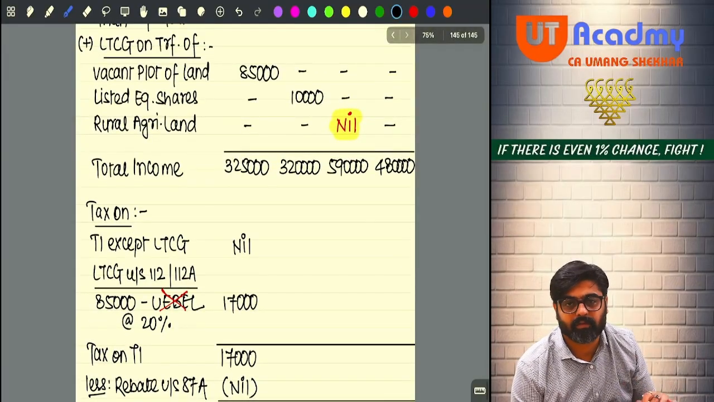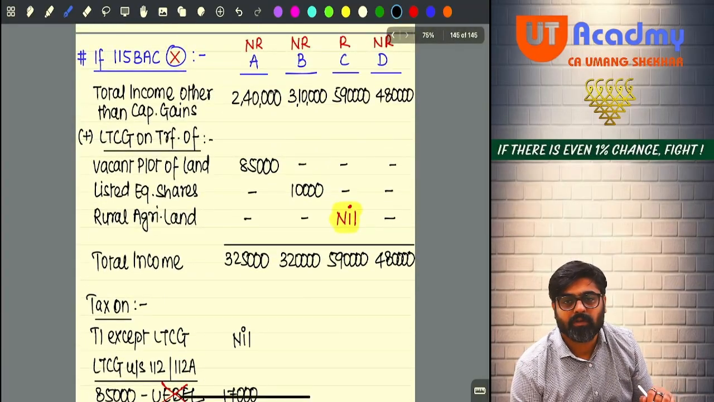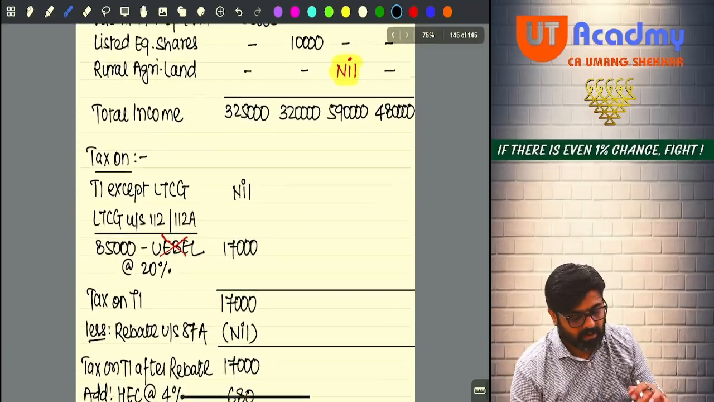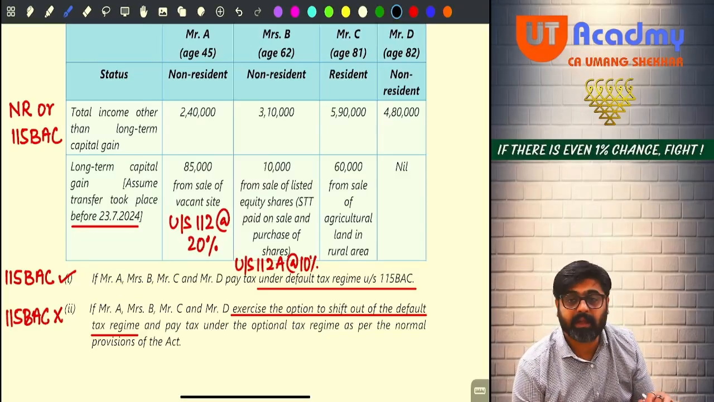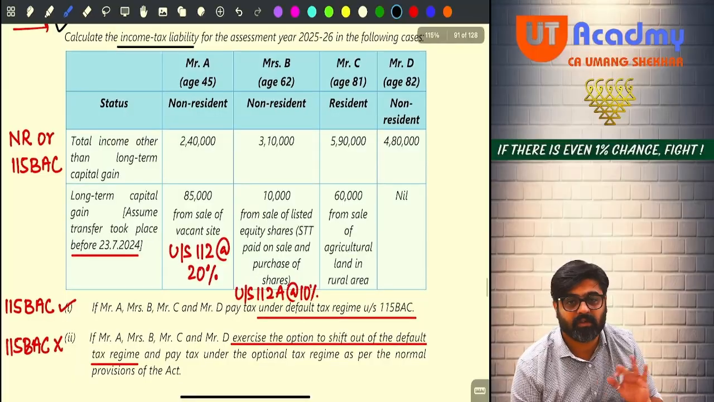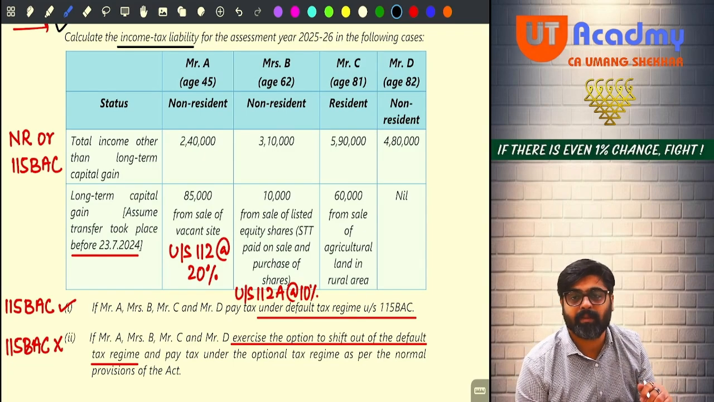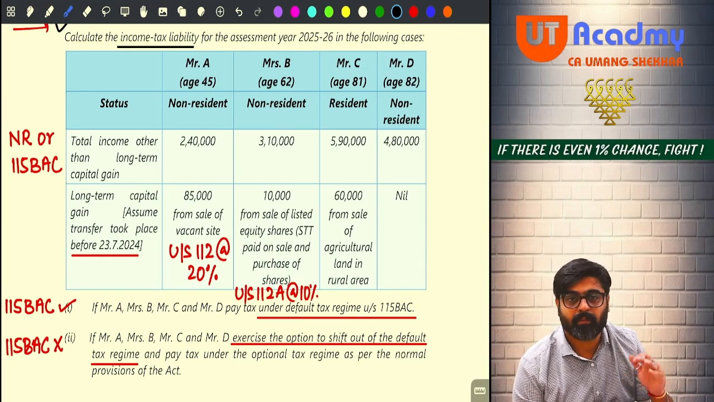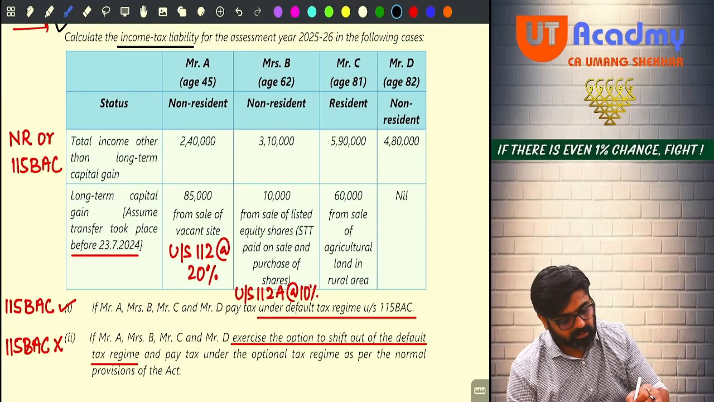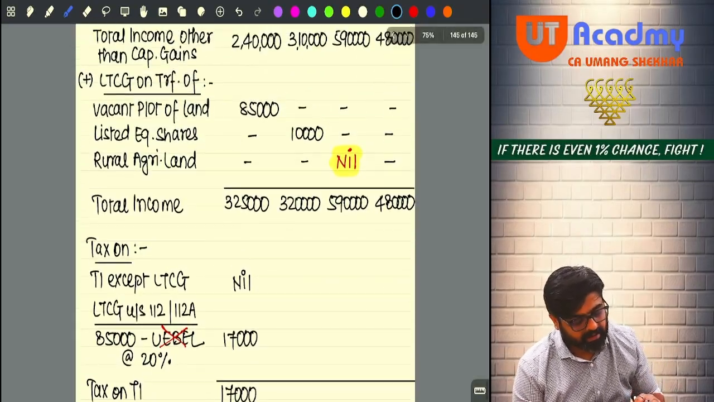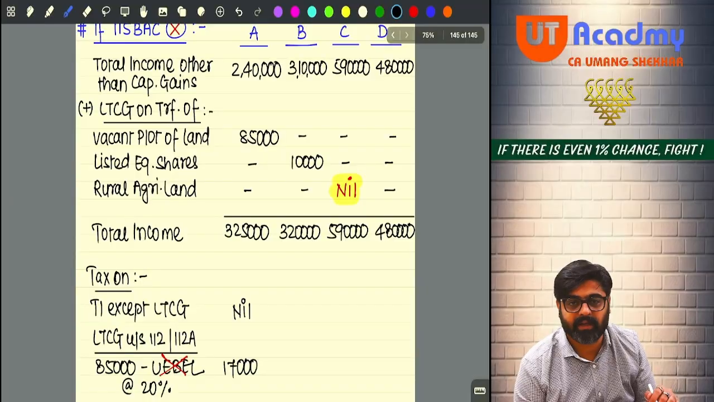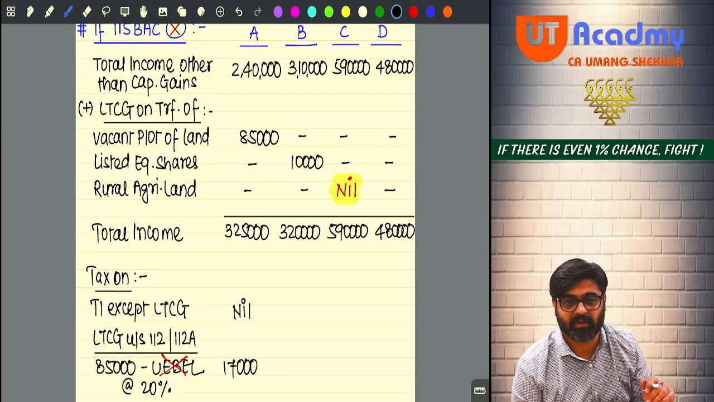Now the second case. Second case, 3,10,000. And the second case is also non-resident, even if the age is 62, not a senior citizen, because the status is non-resident. So what will be the basic exemption limit which will be applicable? 2,50,000. So up to 2,50,000 no tax. So can I say my total income except long-term gain is 3,10,000, which is more than 2,50,000? By how much? 60,000.